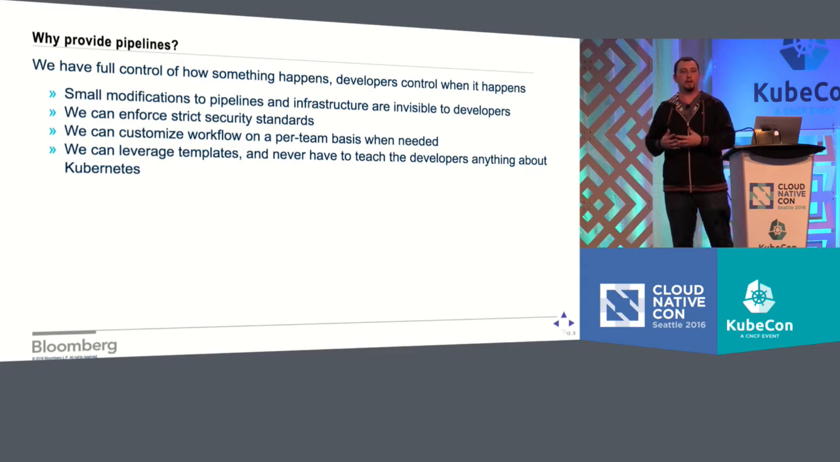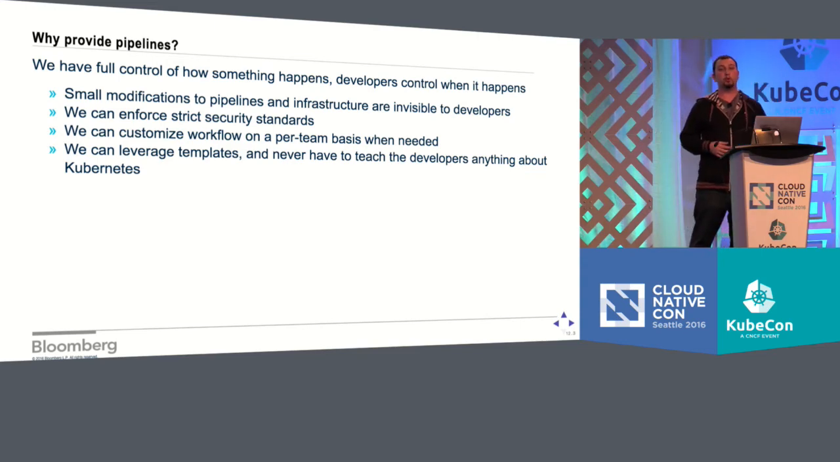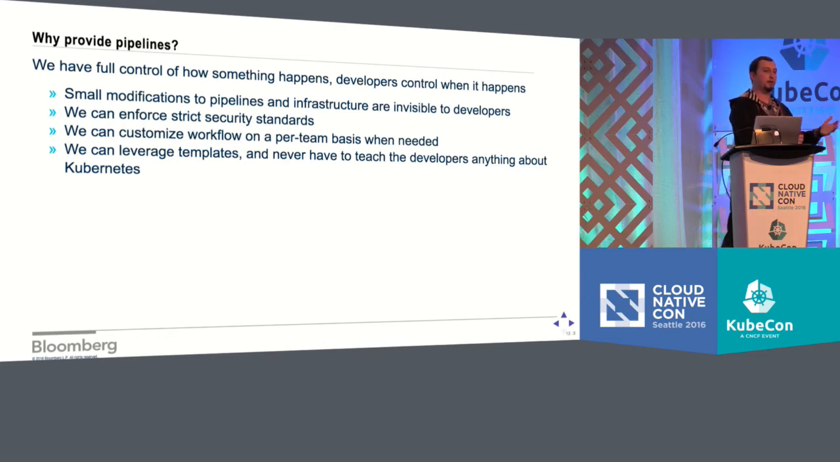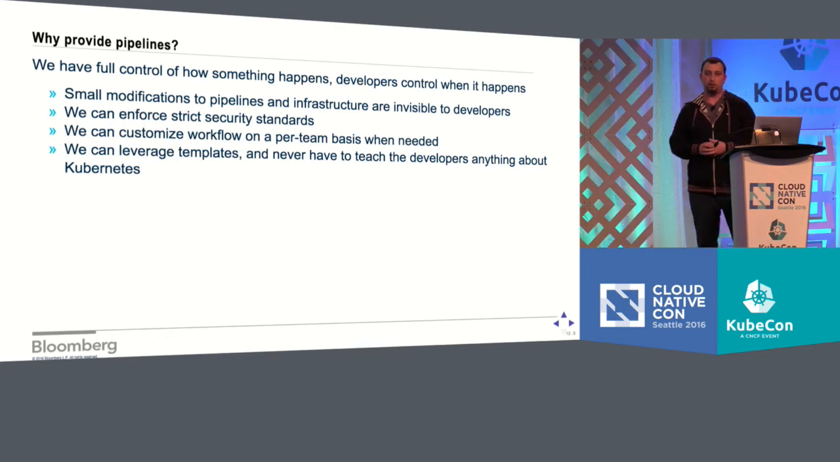So why do we provide the pipeline? Again, we need that control. We don't want the developers to have to learn new tools every time they go to a new team. We don't want them to have to learn old archaic legacy deployment mechanisms. We want to provide them something that's feature-rich, easy for them to use, and overall result in a better developer experience for them.